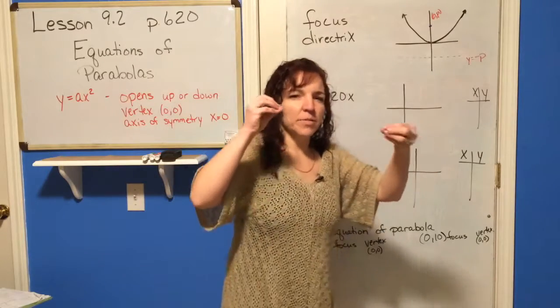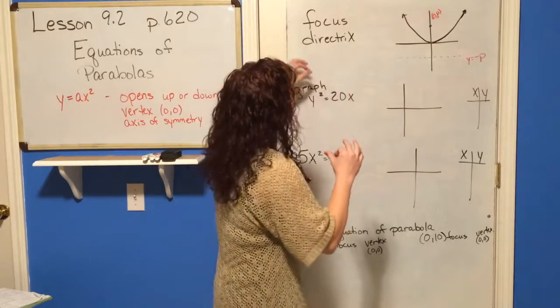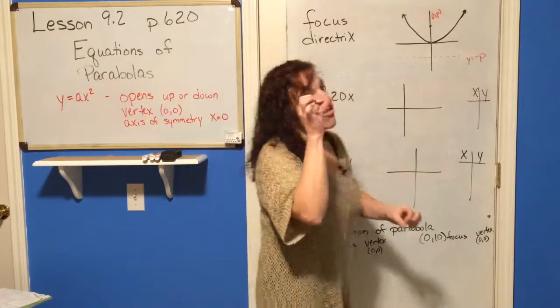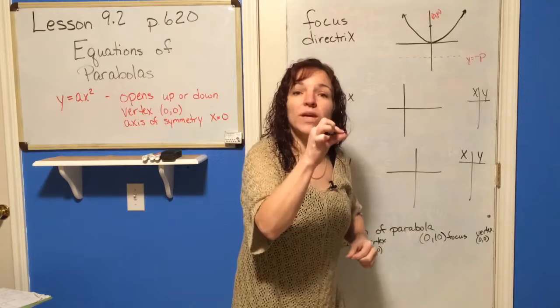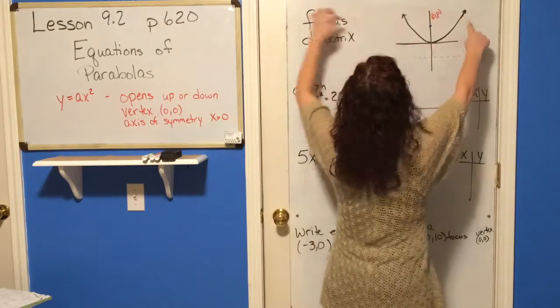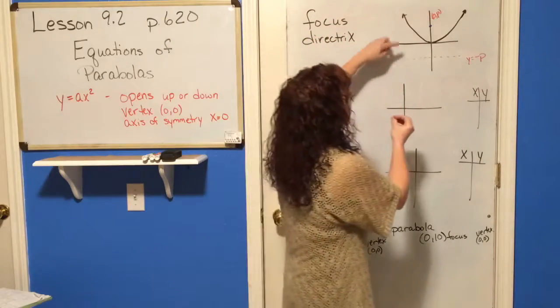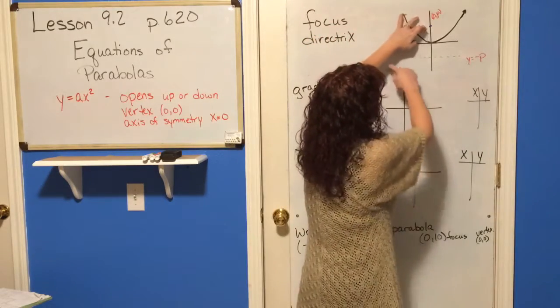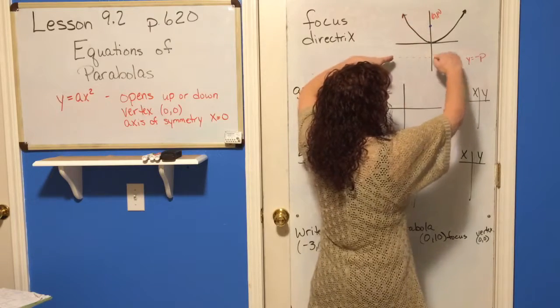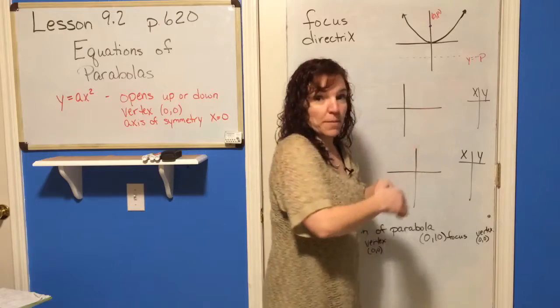Hang with me. This is a little bit difficult to understand, but once you get it, it makes sense. So the focus is a focal point. It is a point within the curvature of the parabola. The focus and the directrix are directly related. The directrix is a line that's perpendicular to your axis of symmetry.